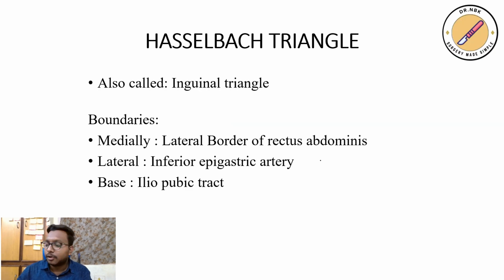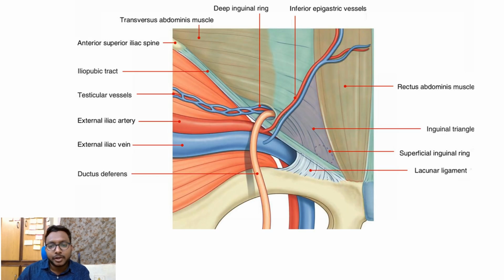Okay, right. So what is Hesselbach's triangle? This is also called the inguinal triangle. We need to remember the boundaries. As you know, the triangle has three parts. You can see here the medial boundary of Hesselbach's triangle is formed by the lateral border of rectus abdominis. This is the rectus abdominis muscle, and this is the lateral border of rectus abdominis. And the lateral boundary of the triangle is formed by the inferior epigastric vessels.